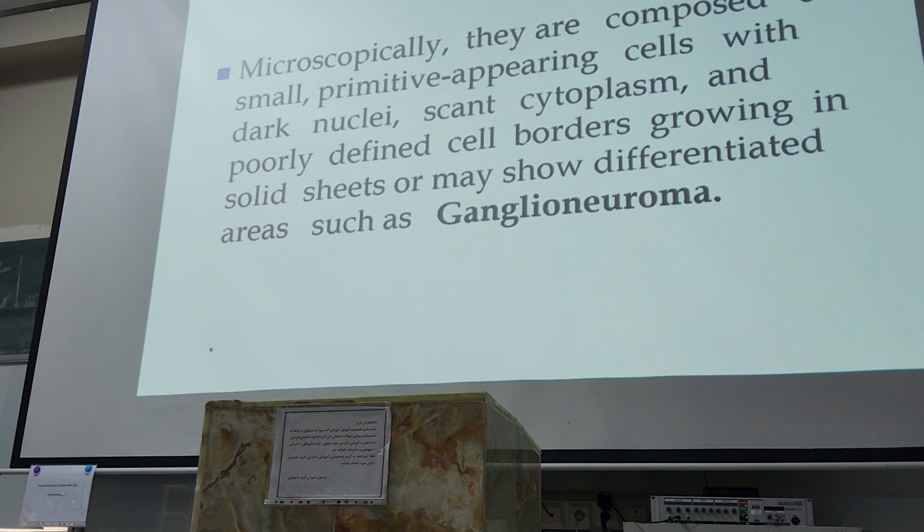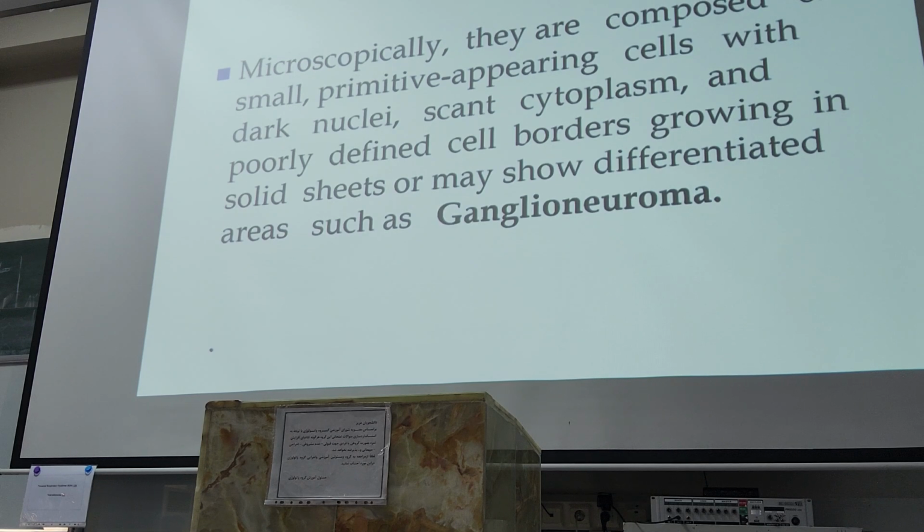They have a very primitive appearance. Okay, it's the lack of differentiation. They are very primitive in morphology. They have a dark basophilic round nucleus and scant cytoplasm. The cell borders are indistinct, poorly defined, and you can see solid sheets of tumor cells. You have a range of differentiation. Okay, the lesion may have a range of differentiation.